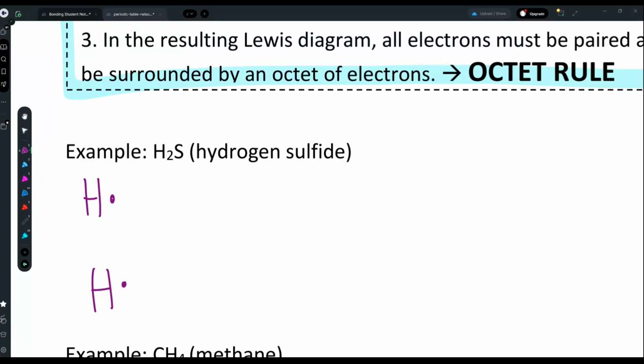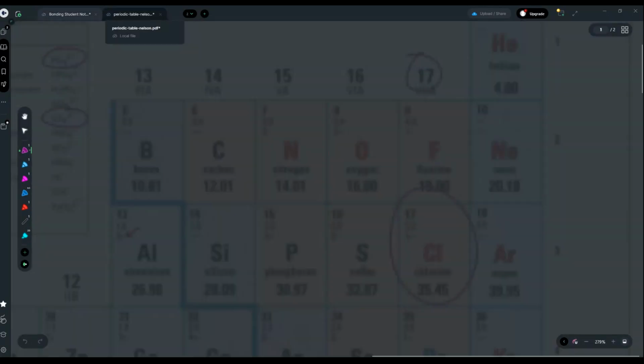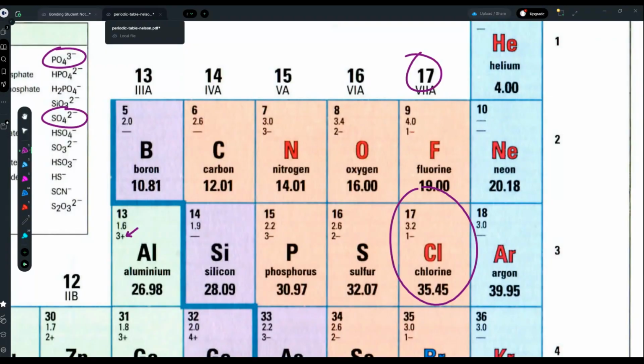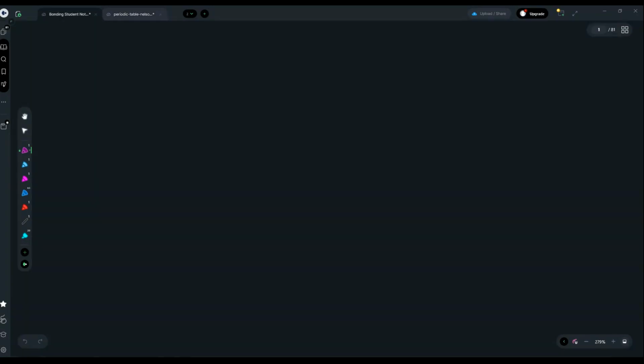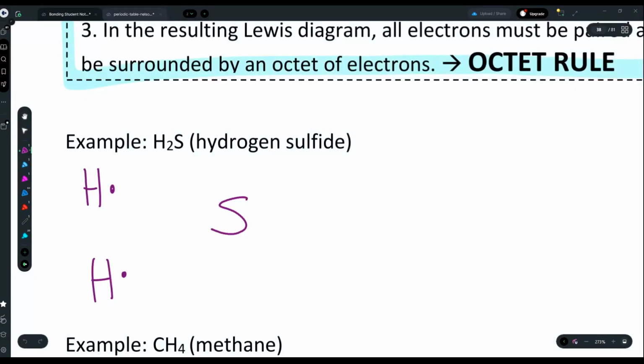Okay, now for sulfur, if I look, sulfur is part of group 16 on our periodic table. So that means it has 6 valence electrons. So I'm going to just arbitrarily start on the top. 1, 2, 3, 4, 5, 6.